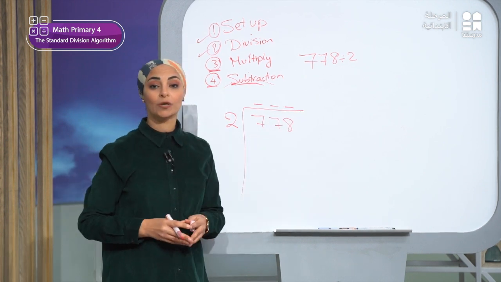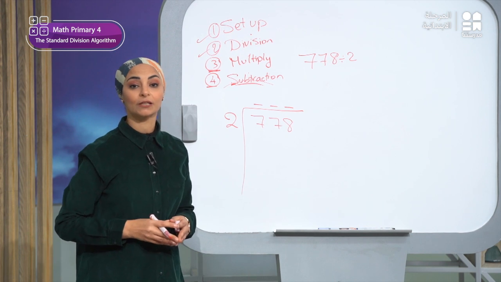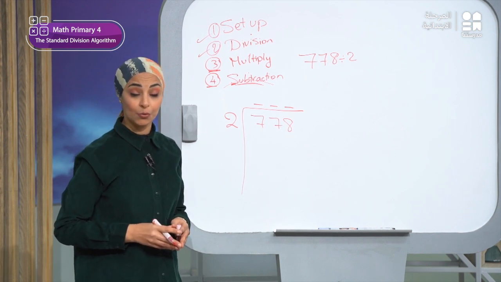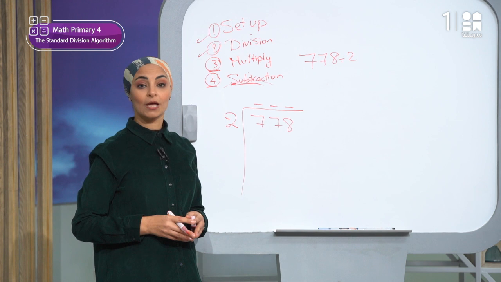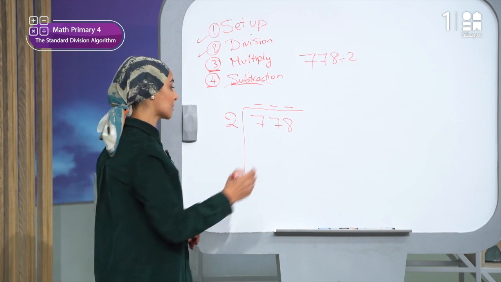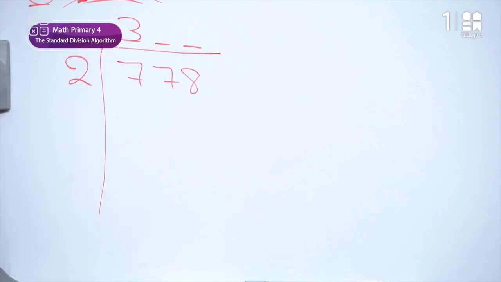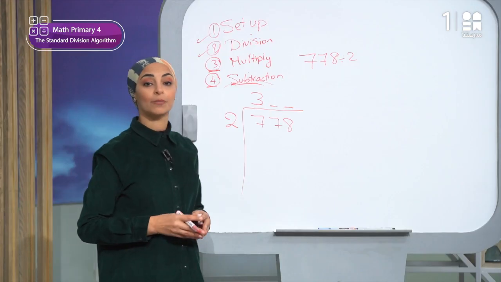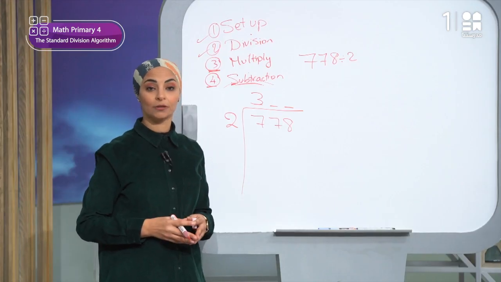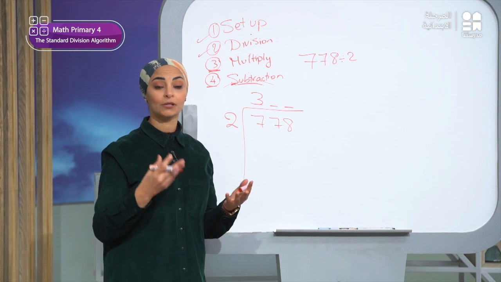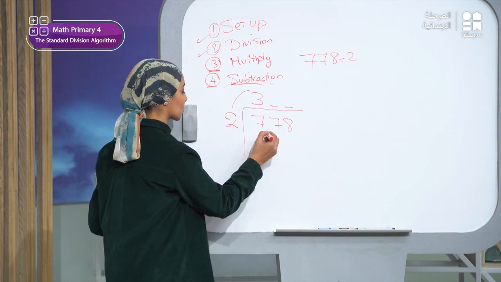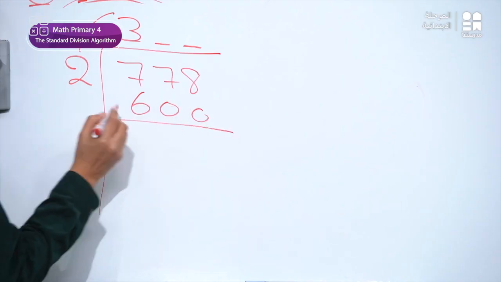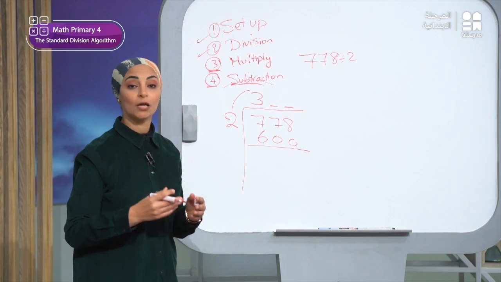So I will start with 7. 7 divided by 2, the answer is 3 and the remainder is 1. The 3 is in the 100 place. I'll put first 3 here. It is in the 100 place, so it represents 300. Now I'll multiply 300 times 2. 300 times 2 gives me 600. Then what should I do? I will subtract.